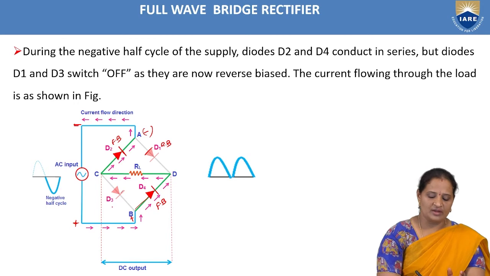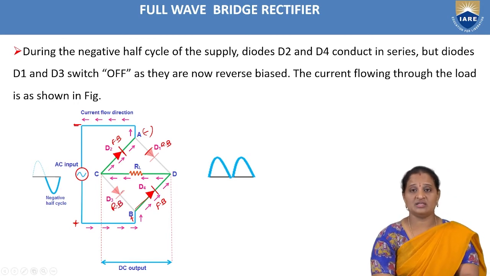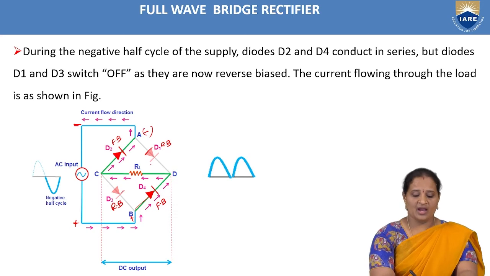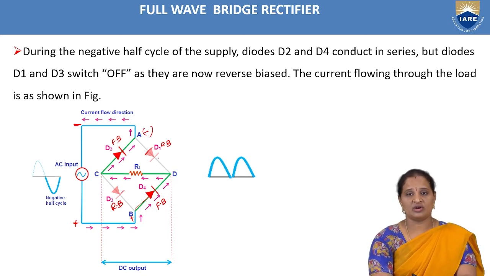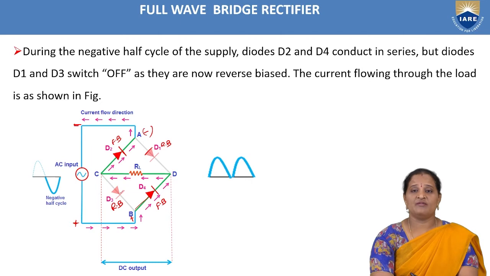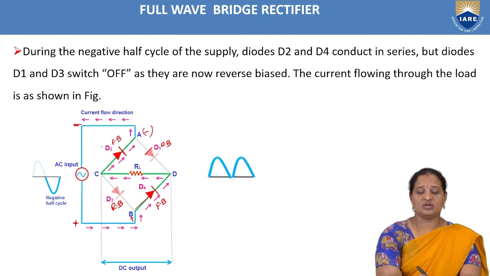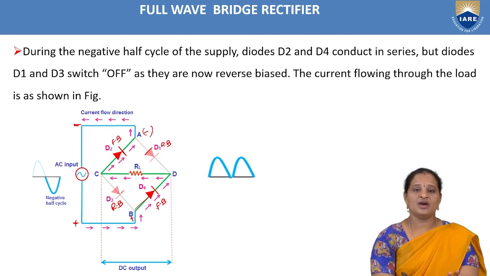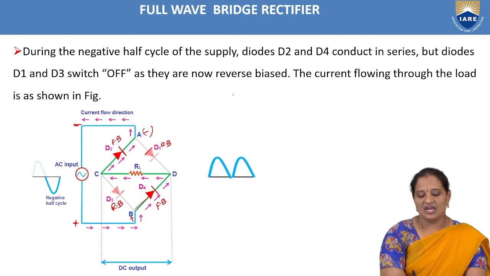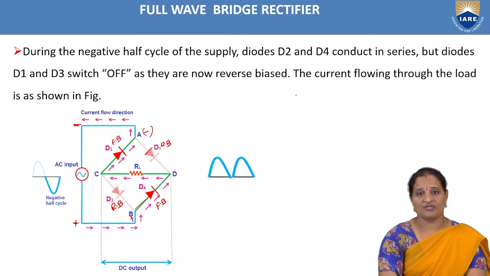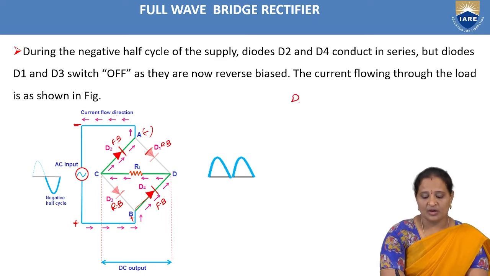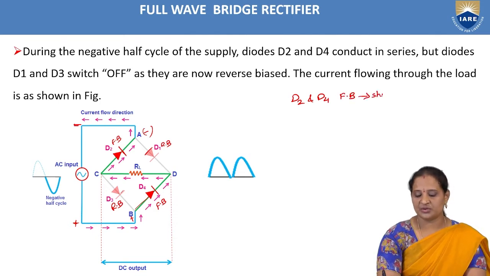So now the diode D3 is reverse biased. So I have shown that the diodes which are reverse biased and open circuited with light color, whereas diodes which are forward biased and short circuited with dark red color. So now in this case, during the negative half cycle of input AC supply, diode D2 and D4 are forward biased, and hence these are short circuited. Or else we can also say that these are on.